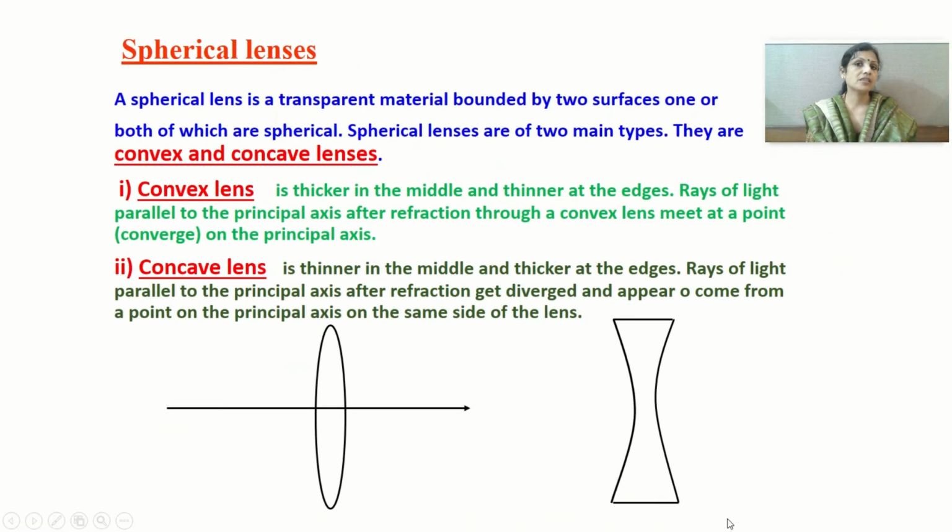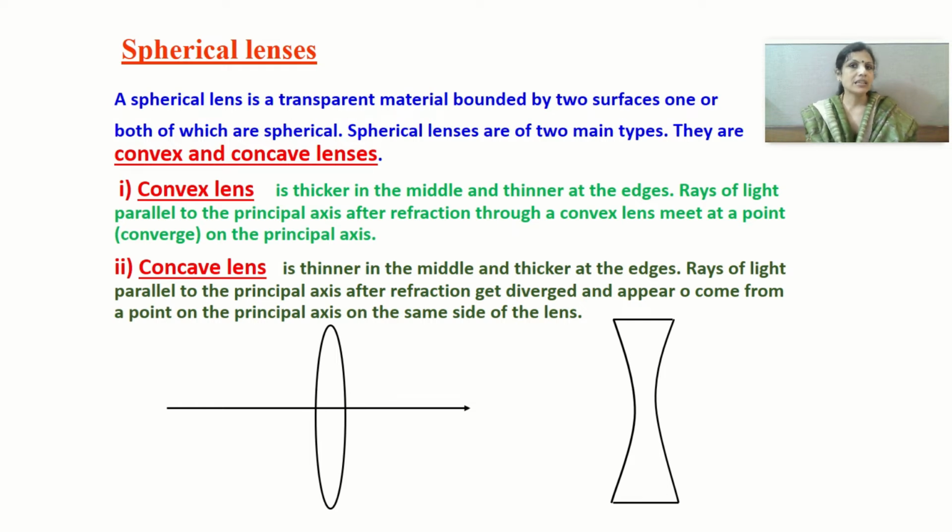Children, I would suggest for the detailed information about spherical lenses, you must watch our previous videos wherein the making of spherical lenses is explained in detail. So a spherical lens is a transparent material which is bounded by two surfaces, one or both of which are spherical. The spherical lenses are of two types. They are convex lens and concave lens.